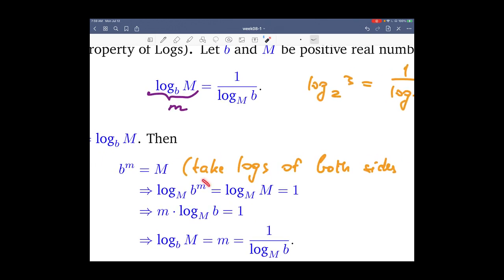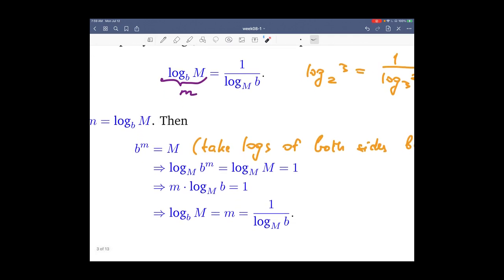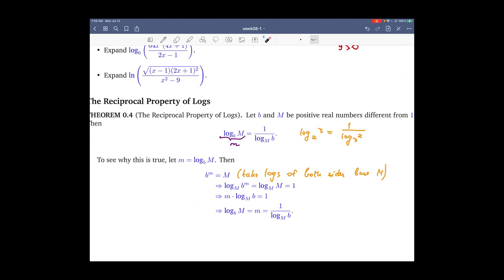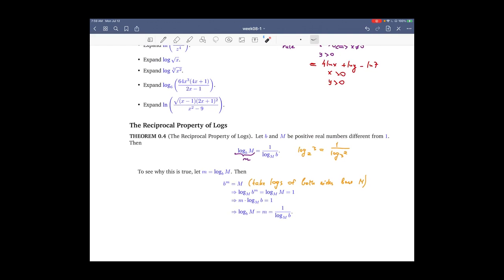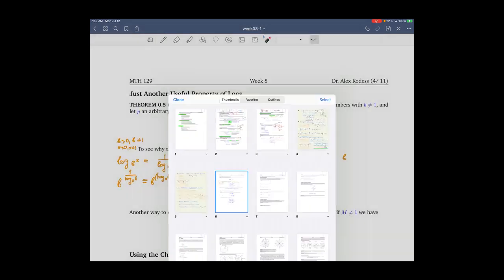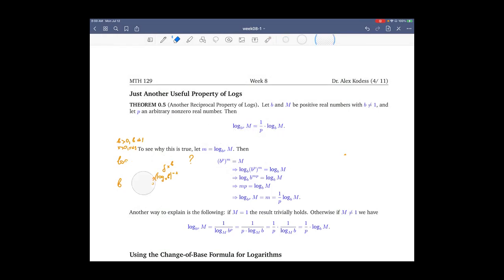And here on the left I use the power rule. Little m comes down. I get m times log b base m equals 1. From here, m equals 1 over log b base m, and m equals log m base b. So it's an easy consequence of the power rule. Now, with this in mind, we can derive another useful rule. Let me clean the page.